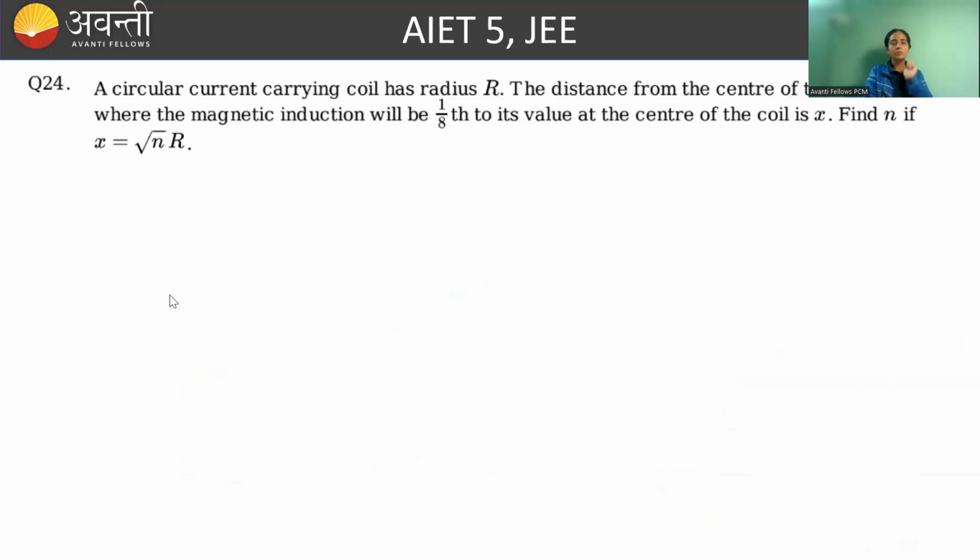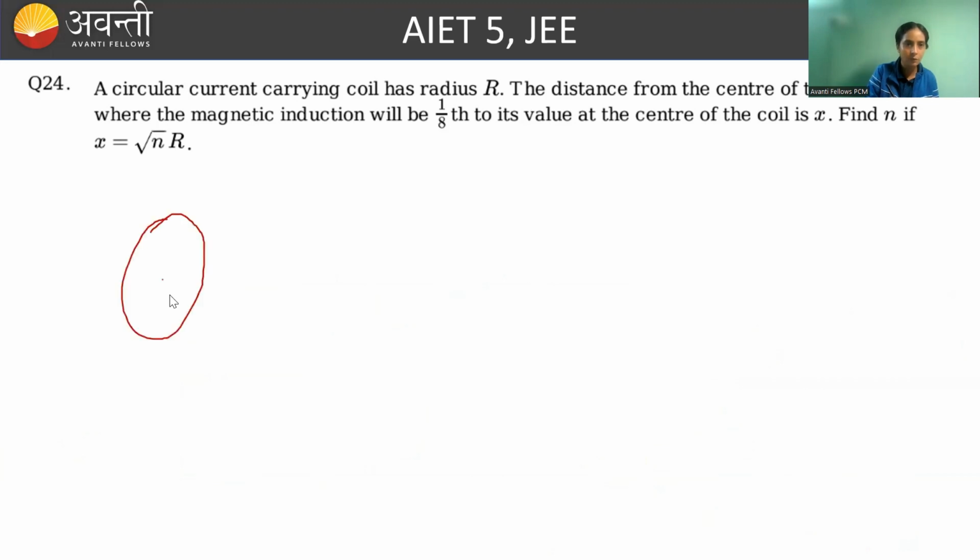Now let's move on to this question. This is basically a question of very much formula based. If you remember the formula, I will solve it. So there is a circular current carrying coil. It has a radius of r. The distance from the center of coil on the axis where magnetic induction, yani ki magnetic field, is 1 by 8 to its value at the center of coil.